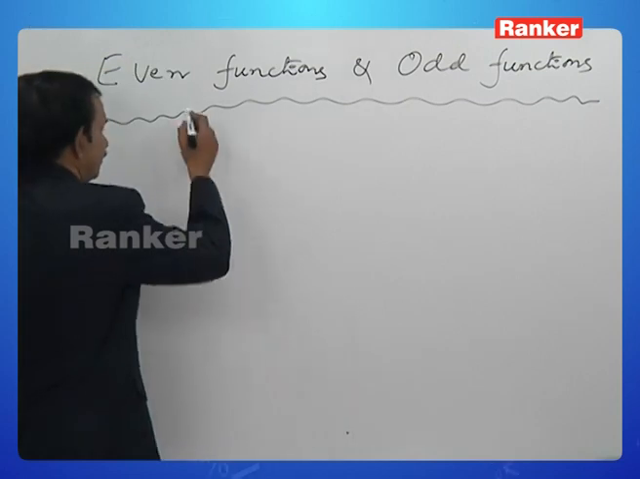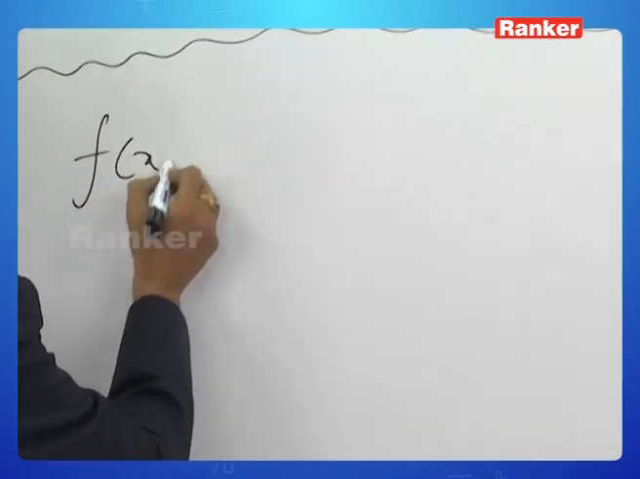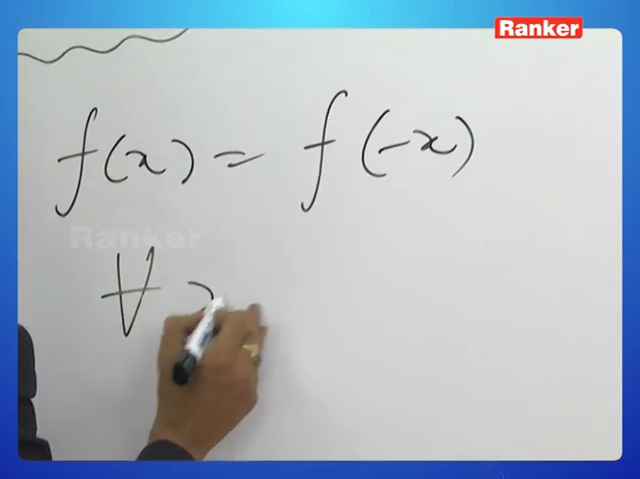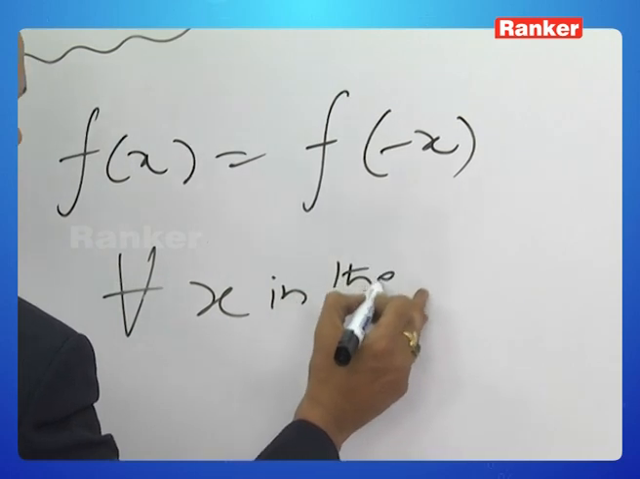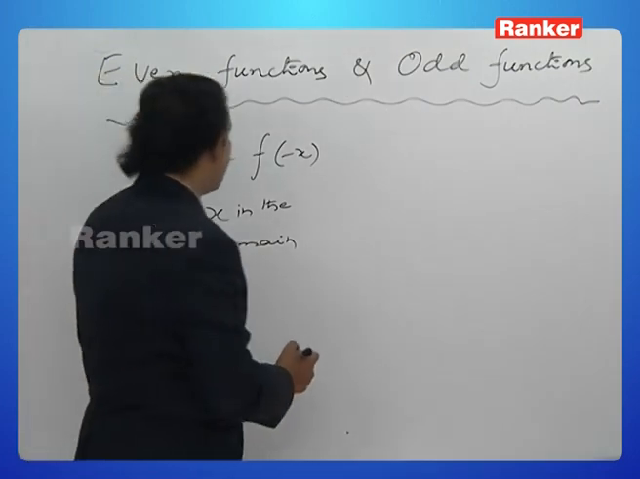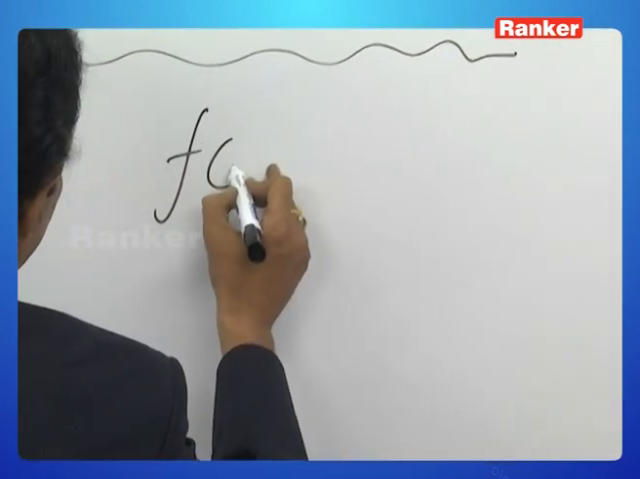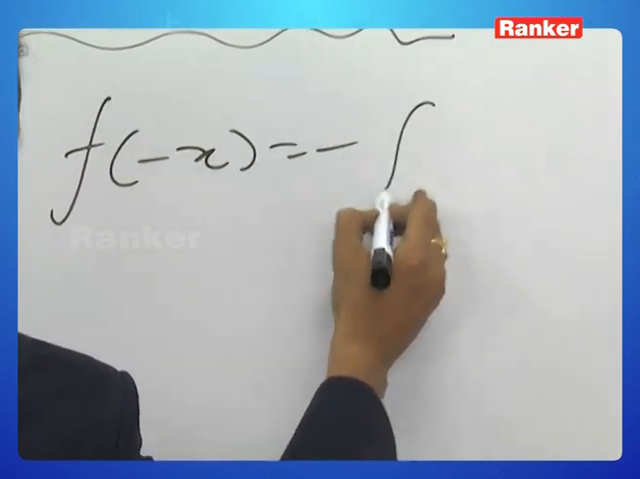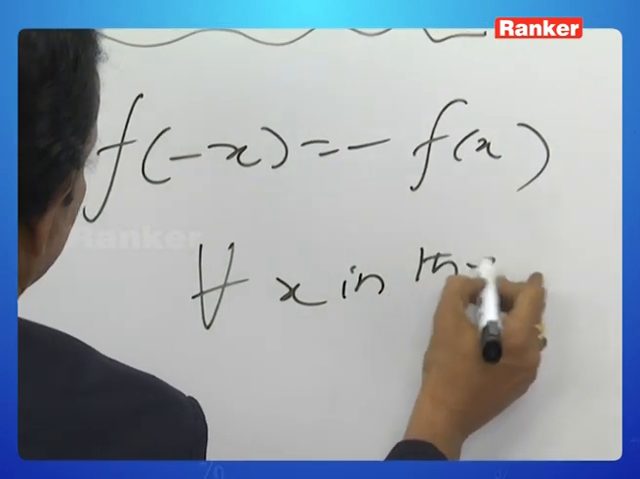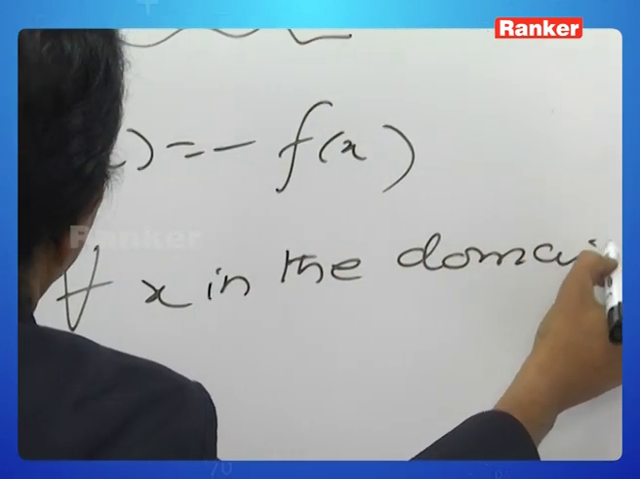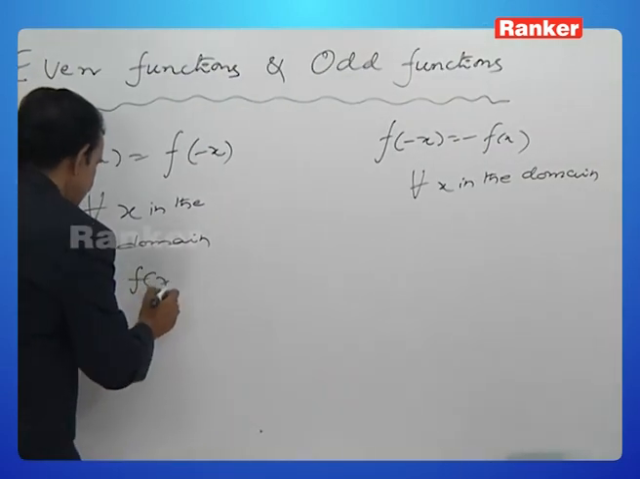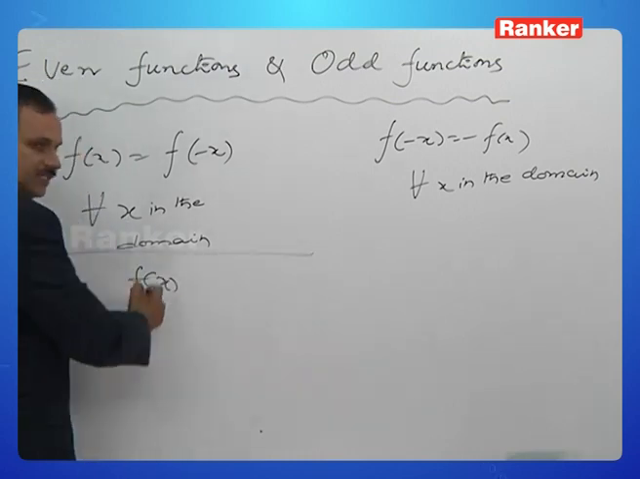To define an even function, we must have f of x equal to f of minus x for all x in the domain. And in the case of an odd function, we must have f of minus x equal to minus f of x for all x in the domain. This is the basic concept. You observe, this is the definition, and these are the examples.